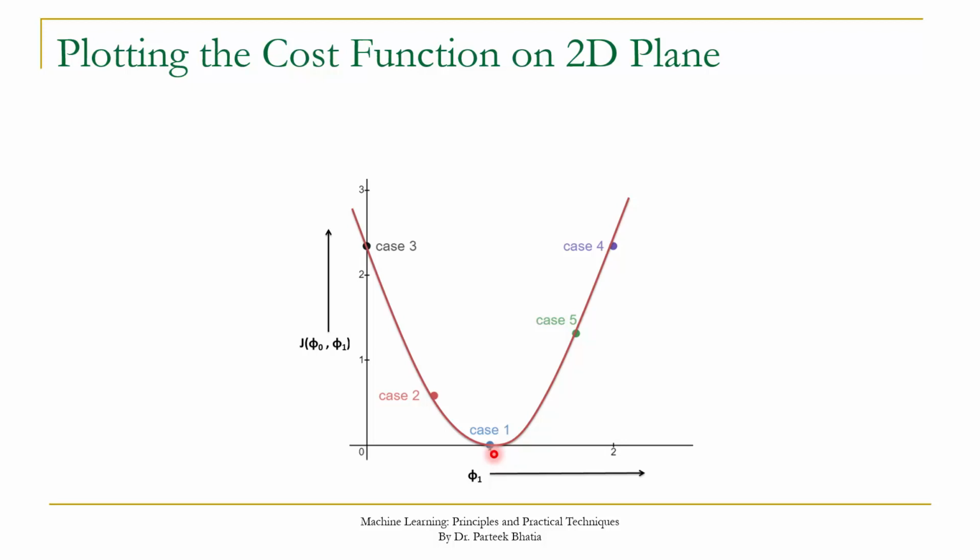And you know that here we have already fixed one parameter phi naught, that is constant, to 0. But in actual scenario, phi naught will also vary. So we will have 3 parameters in actual scenario. One is constant, which is phi naught. Another is slope, which is phi1. We have to find out the corresponding changes in cost function.